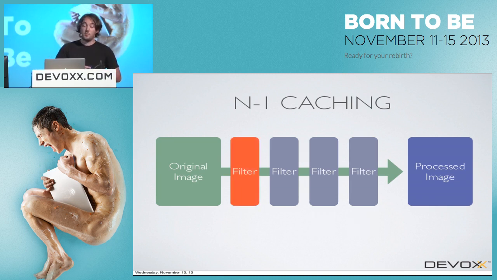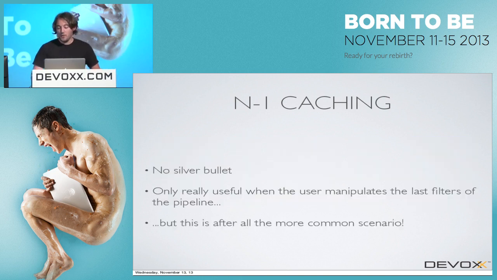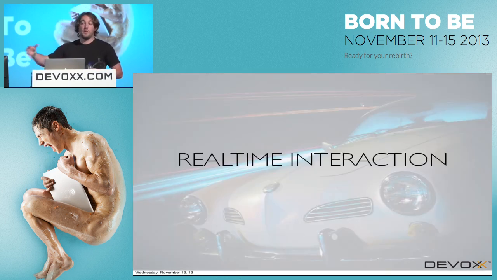That actually scales pretty well. It's not perfect, because if the user modifies a filter that is at the beginning of the pipeline, of course, you are not going to do much caching. But it works pretty well, because most of the time users just apply filters and change what they just did.